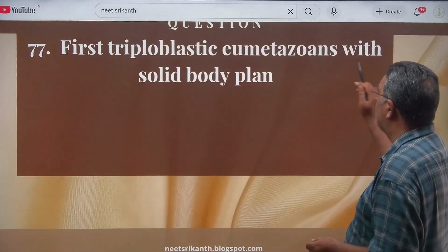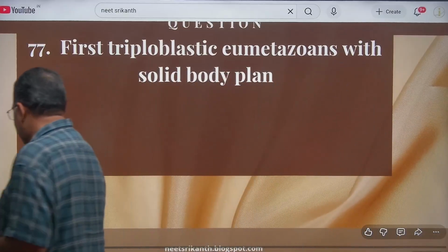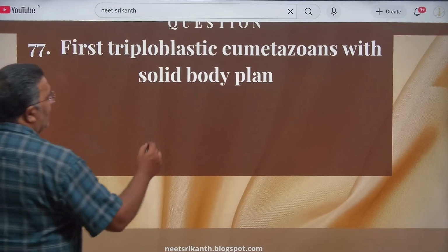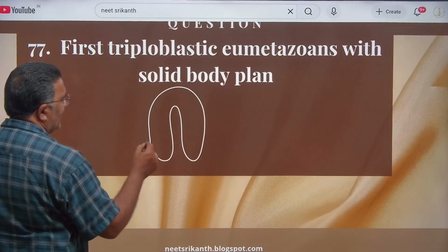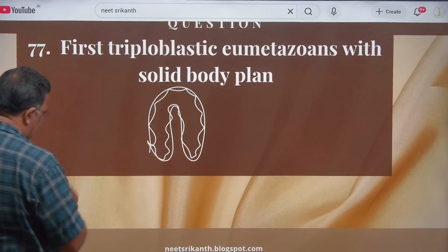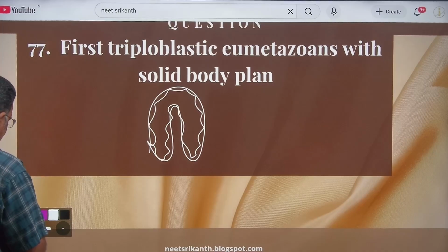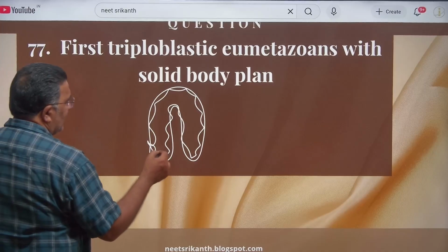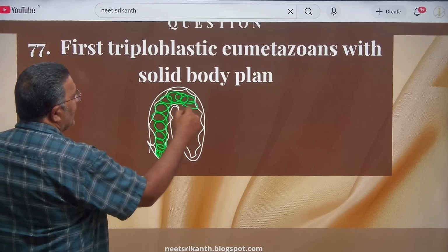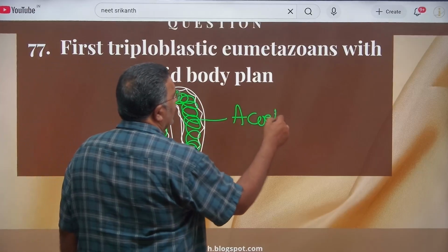First triploblastic eumetazoan with a solid body plan. What is the meaning of this solid body plan? Solid body plan means that in the gastrula stage, the outer lining is ectoderm and the inner lining is endoderm, isn't it? Then the mesodermal cells which are formed here fill the complete body cavity, hence we call it acoelom, isn't it?